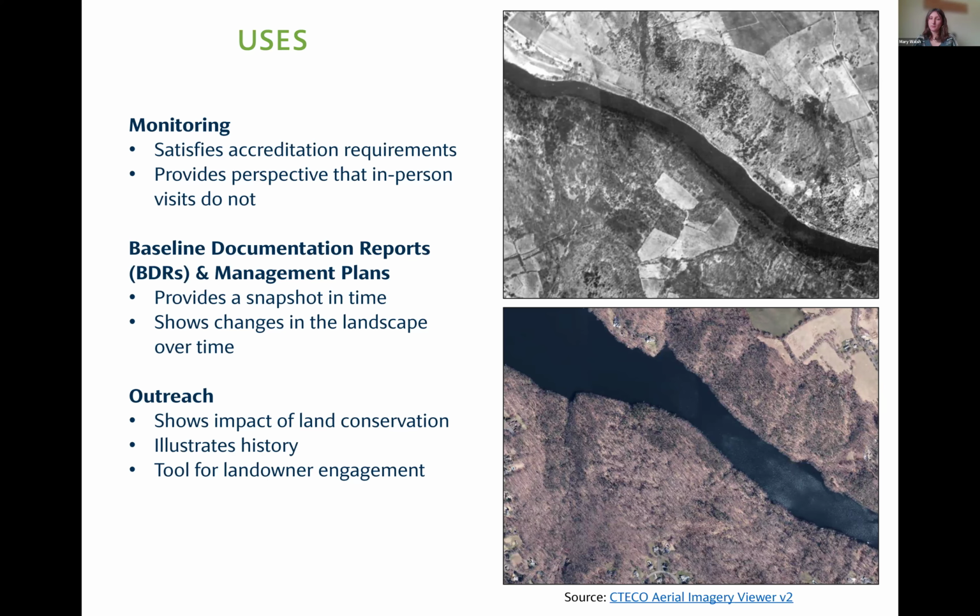These images were not provided by our subscription-based platform. These are actually available through CT ECO, which is a collaborative between UConn and DEEP. They have a lot of wonderful data on their website, including this aerial imagery viewer, which allows you to compare images over the years, going back to 1934 here on top. This is not updated regularly enough to rely on for annual monitoring. So I do want to make sure to call that out.